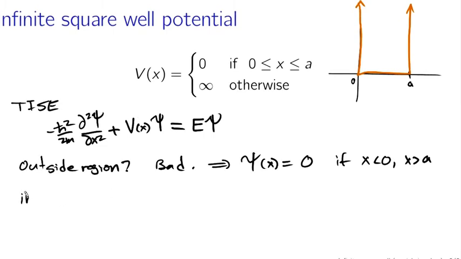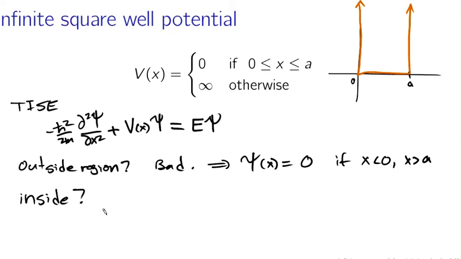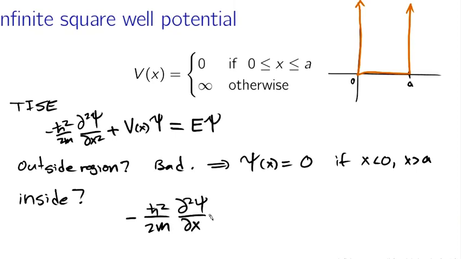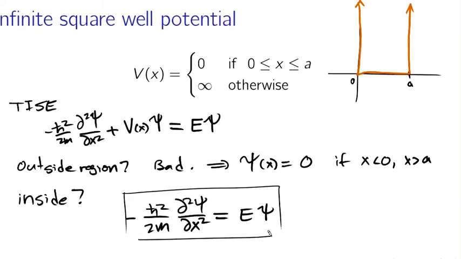Now, what if we're inside? Then V of x is 0, and we can cancel this entire term out of our equation. What we're left with then is minus h bar squared over 2m, second derivative of psi with respect to x, is equal to E times psi, just dropping that term entirely. So this is the time-independent Schrodinger equation that we want to solve.